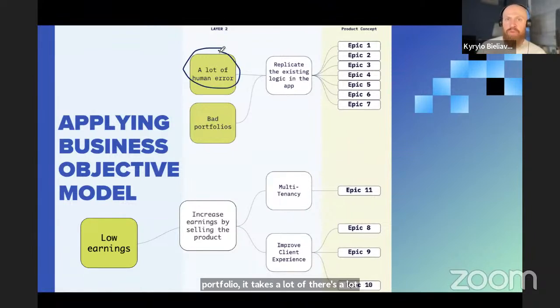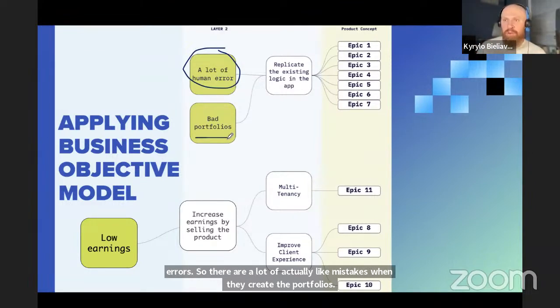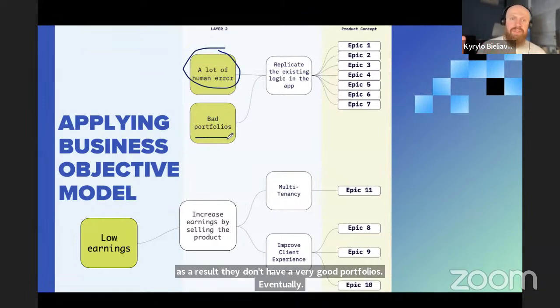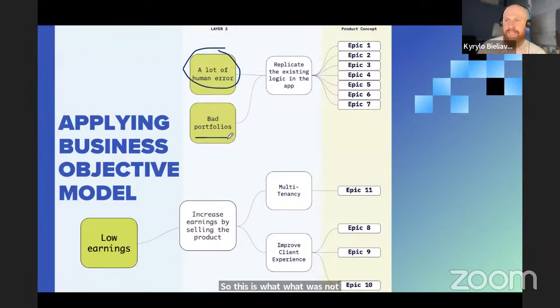There's a lot of human error. There are a lot of mistakes when they create the portfolios, and as a result, they don't have very good portfolios eventually. This is what was not uncovered by us at the first stage, but applying the business objective model, and interviewing them and talking to them, helped us to identify these problems.